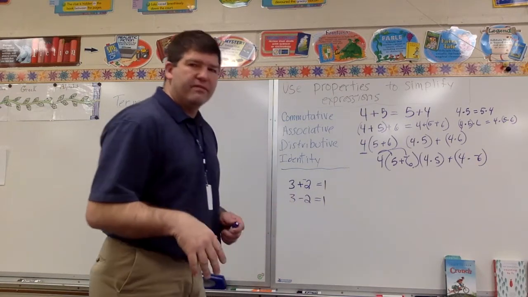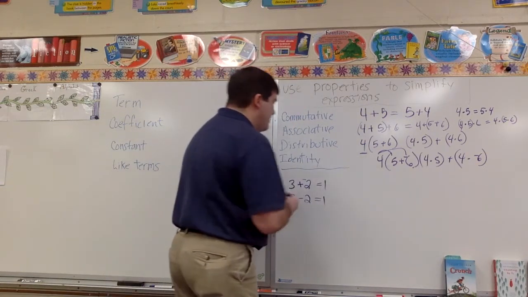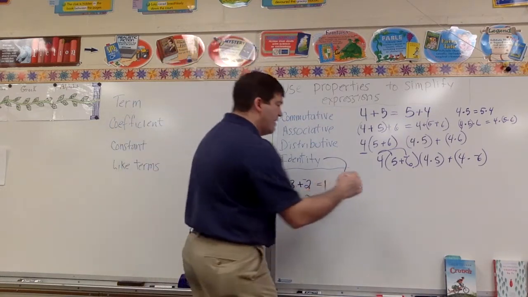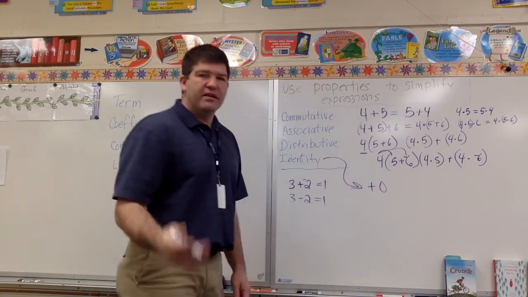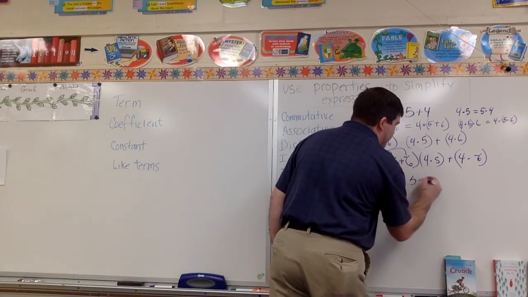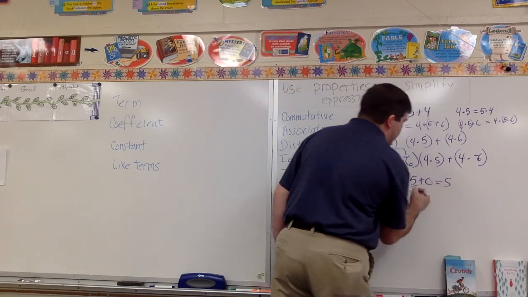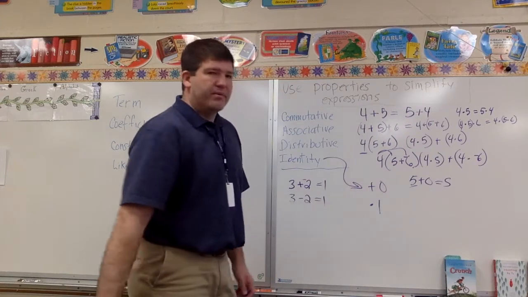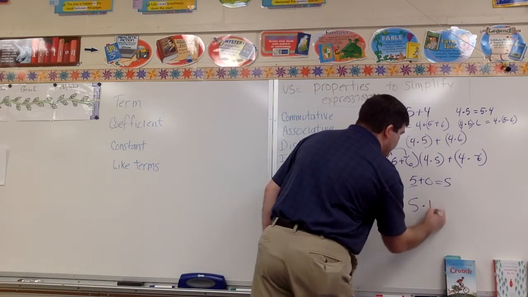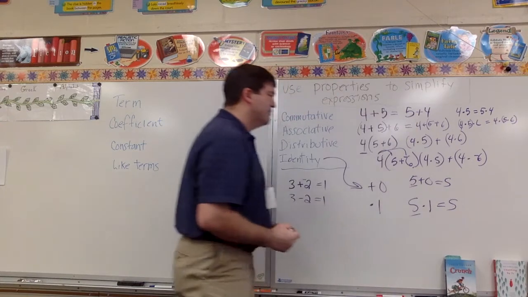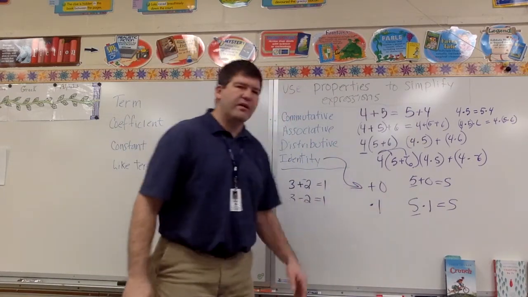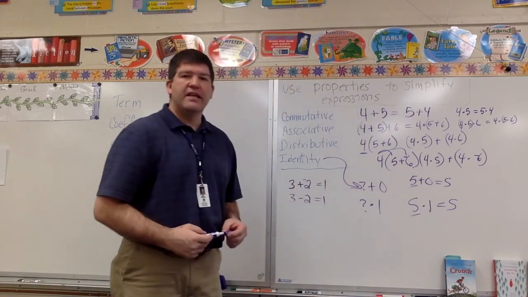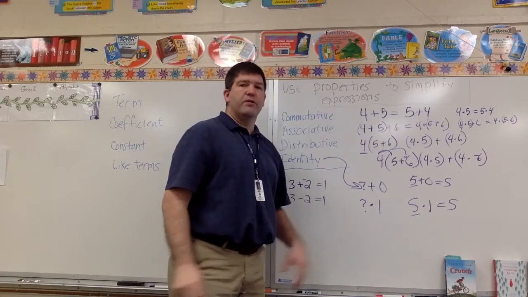So that's distributive. And then the last one, identity. Identity is pretty simple. All it says is anything plus 0 is going to be the other number. For example, 5 plus 0 equals 5. And then you can do it times 1 equals the other number. So 5 times 1 equals 5. If it's plus 0 or times 1, it's always going to be the other number, whatever that is. That's the identity. So those are some important properties we need to know.